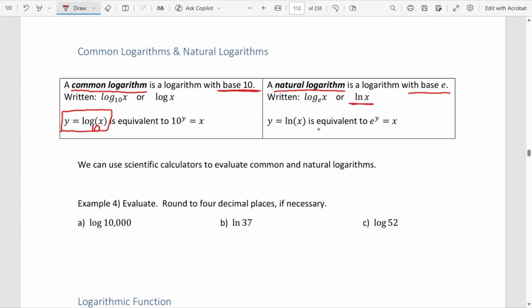And if we look at this one, it says if y is equal to ln of x, ln of x means the log of x base e. And if you want to convert to the exponential form, you have to start with the base, and you say e to the y power is equal to x.